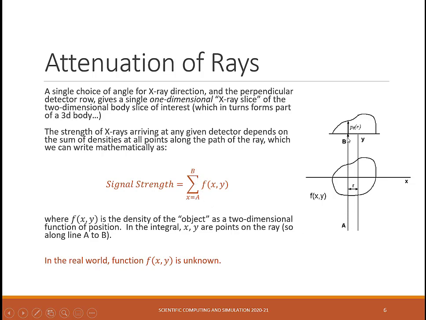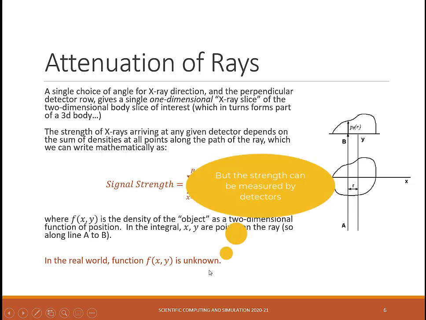It should be mentioned, in real applications, we don't have this density function f(x, y). It's because we don't have any sectional image of the inside bodies. So, we should create the function f using the signals created by detectors. In the following slides, I will explain how to create f(x, y) from raw signals.